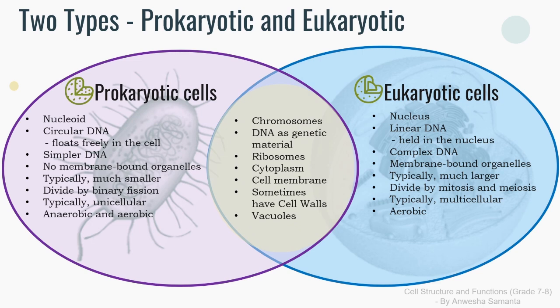However, there are certain similarities between both prokaryotic cells as well as eukaryotic cells. That is, they both have chromosomes. DNA is the genetic material in both the cells. They have ribosomes, they have cytoplasm, they have cell membranes, they have vacuoles, and sometimes they even have cell walls.